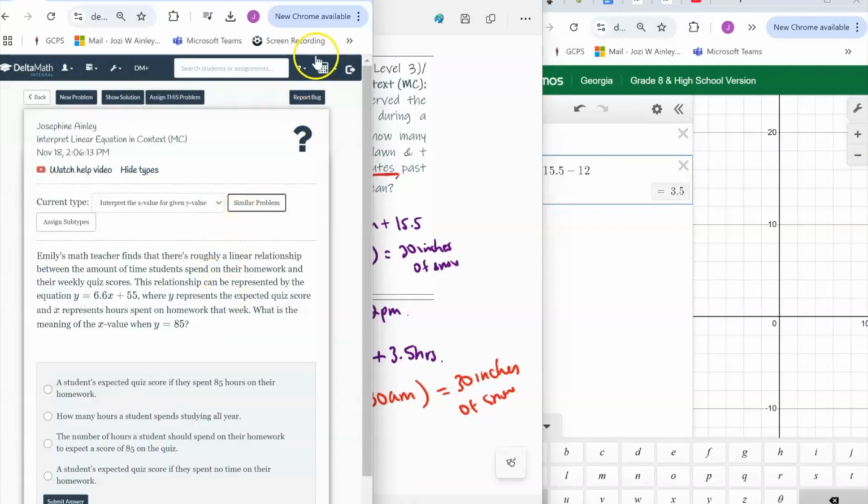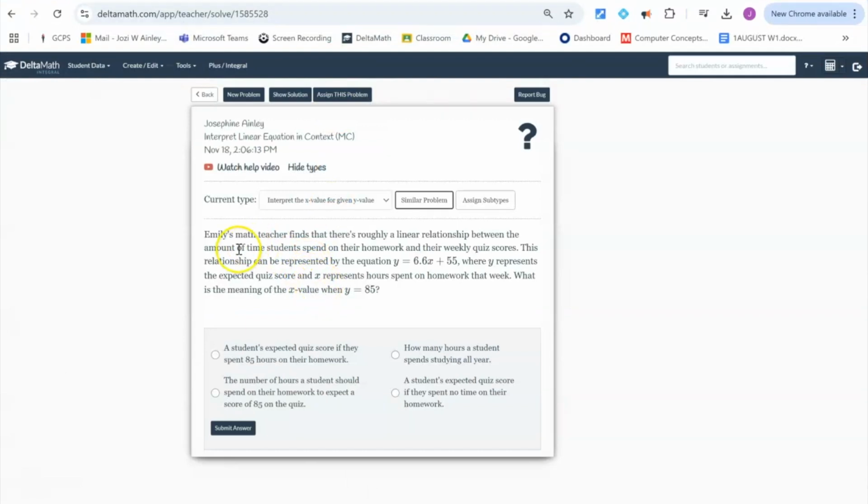All right, so it's a multiple choice question. So let's go ahead and handle that. Emily's math teacher finds there's roughly a linear relationship between the amount of time students spend on their homework and their weekly quiz scores. This relationship can be represented by this equation, where y represents the expected quiz score. X represents the hours spent. So X is how much time you study, and you'll get this score. What is the meaning of the X value when y is 85? So again, y is 85. That's the score I get, whereas X is the number of hours in order to get the 85. So I'm looking for some answer that talks about I spend X hours and I'll get 85.